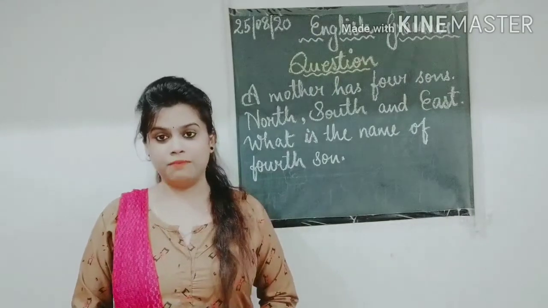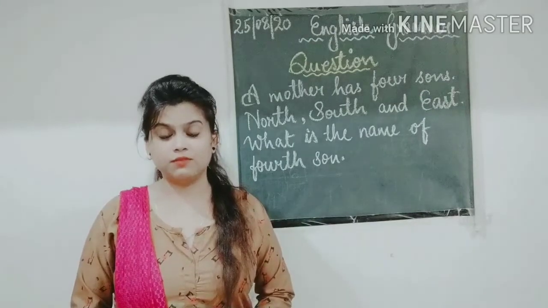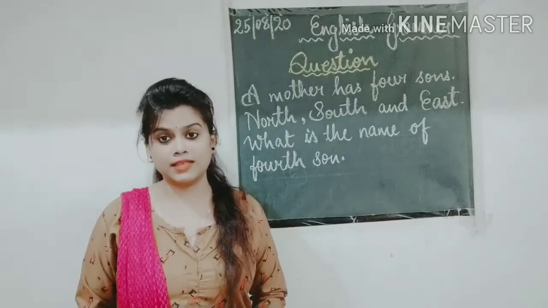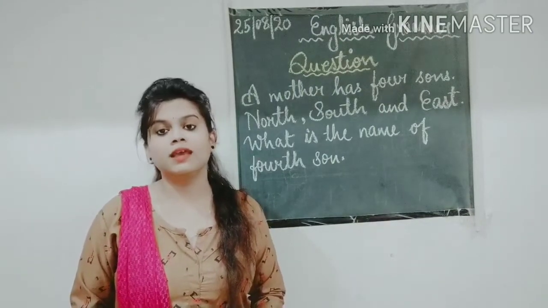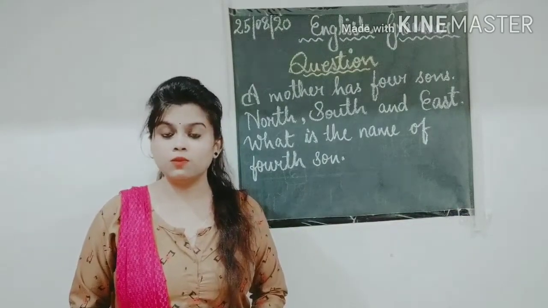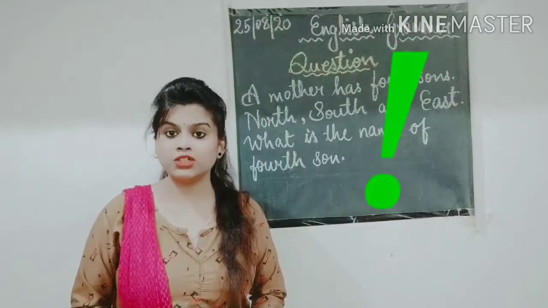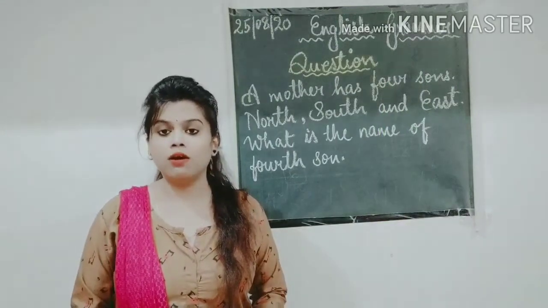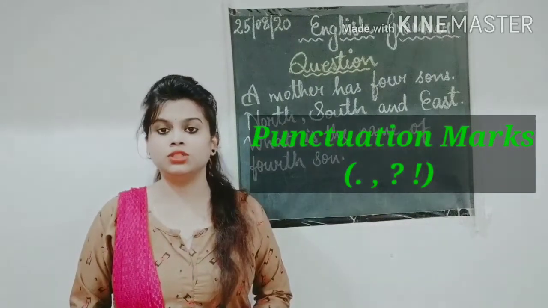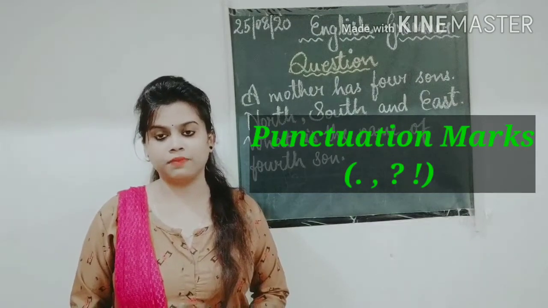Today we will do English grammar. In the last video of English grammar we learnt about sentences. What is a sentence? A group of words which makes complete sense and expresses our thoughts is a sentence. In that we also learnt about the use of capital letters, full stop, comma, question mark, exclamation mark, etc. All these marks and symbols are called punctuation marks, which is our next chapter, chapter number 4, punctuation marks.